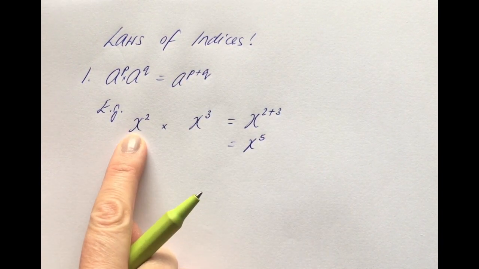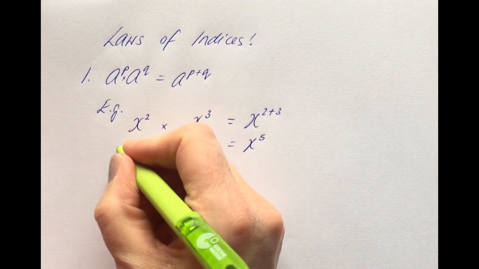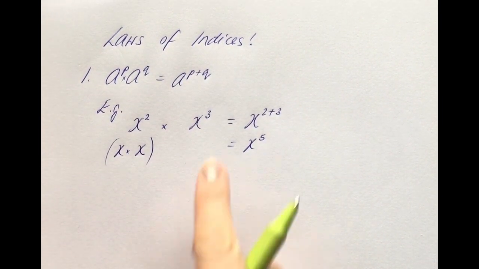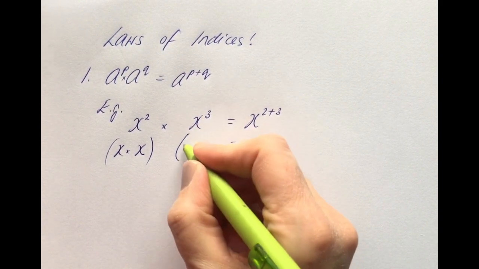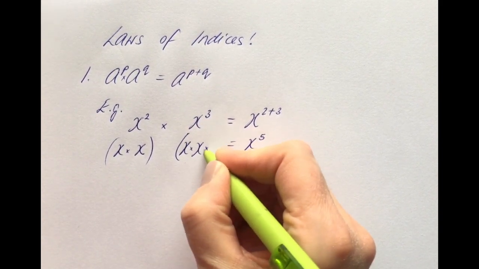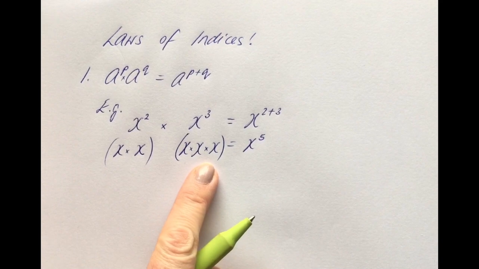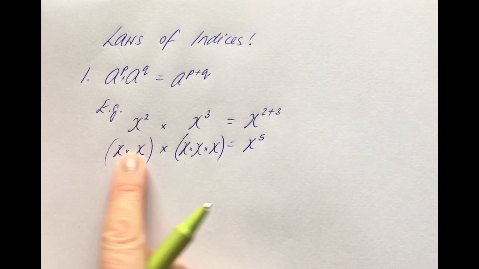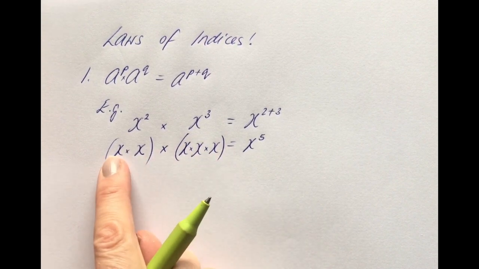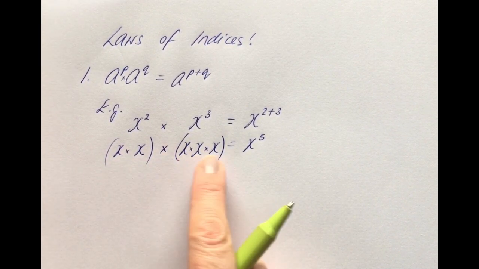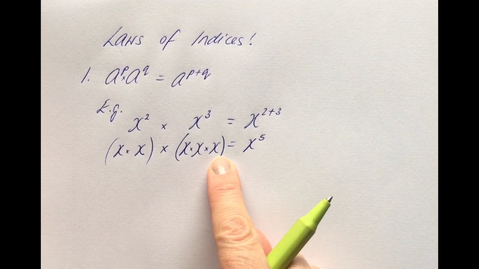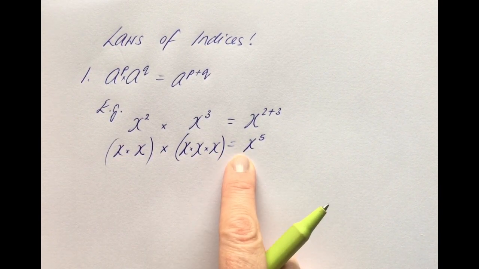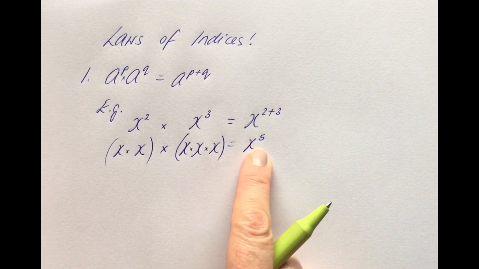x squared, of course, is the same as x times x, isn't it? And x cubed is the same as x times x times x. So if we were to multiply these, we have x times x times x times x times x. And if you have 5 x's all being multiplied together, then yes, we can write it as x to the power of 5.